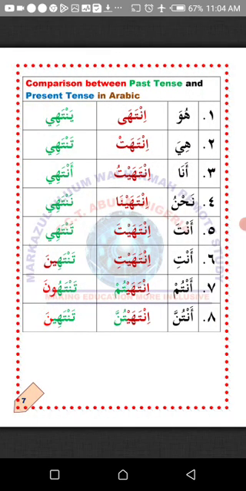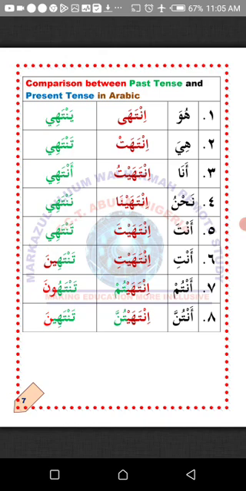MashaAllah. Now the comparison between madin, past tense, and mudari'un, present tense in Arabic. Wahid, number 1. Huwa, he. Intaha, he has finished, or he finished. Yantahi, he is finishing, or he finishes. Ithnan, number 2. Hiya, she. Intahat, she has finished, or she finished. Tantahi, she is finishing, or she finishes. Thalatha, number 3. Ana, I. Intahaitu, I have finished, or I finished. Antahi, I am finishing, or I finish.